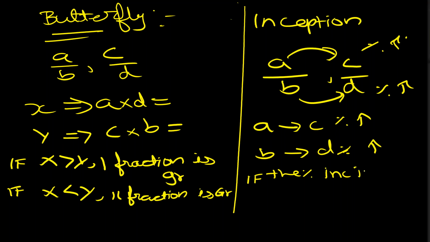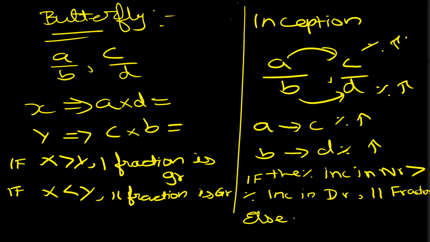If the percentage increase in numerator is greater than percentage increase in denominator, the second fraction is greater, else the first fraction is greater. Okay, so I wrote both of these things. If you want, you can take a screenshot or copy it out. Got it? So that's very simple. These are the conditions.